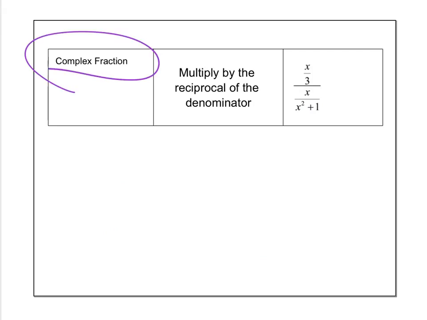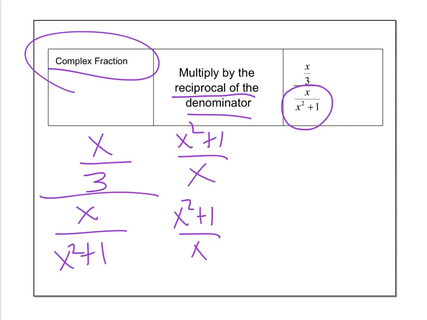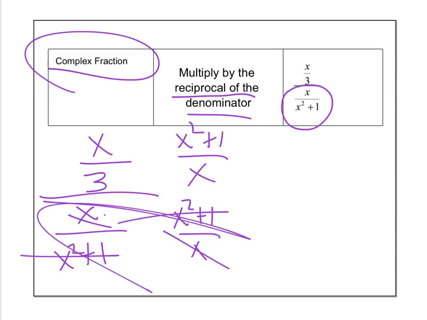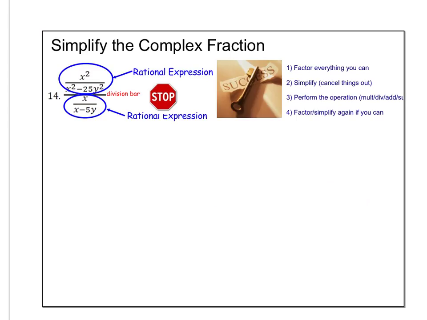So if I have a complex fraction, I'm going to multiply by the reciprocal of the denominator. So if I have this, I'm going to multiply both the top and bottom by the bottom. So I'm going to go here, cancel, cancel, cancel, cancel. So this whole bottom thing cancels. I can't even cancel this. So after all that noise, I get x squared plus 1 over 3. There's my answer.